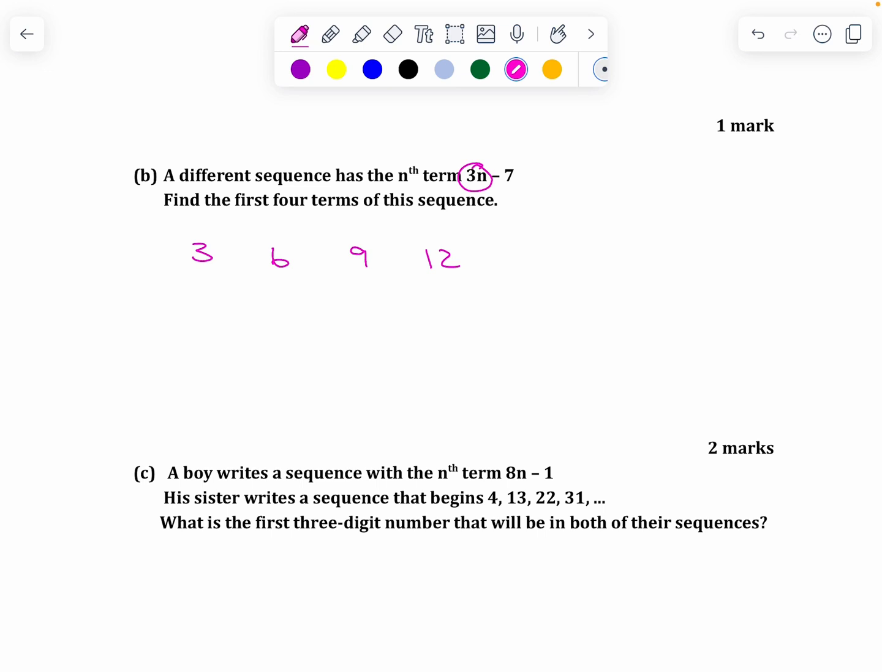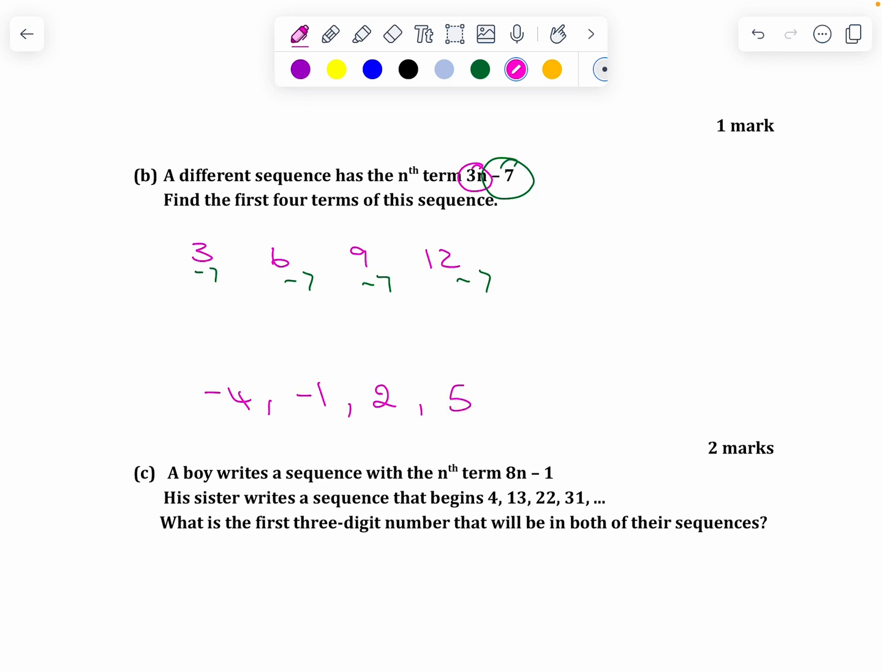And then you look at this second part. It's telling you to take away 7 from each of the 3 times table. So I'm going to take away 7 from each of these, and that will give me my final answer. So 3 take away 7 is minus 4. That's the first one. 6 take away 7, minus 1. 9 take away 7 is 2. And 12 take away 7 is 5.